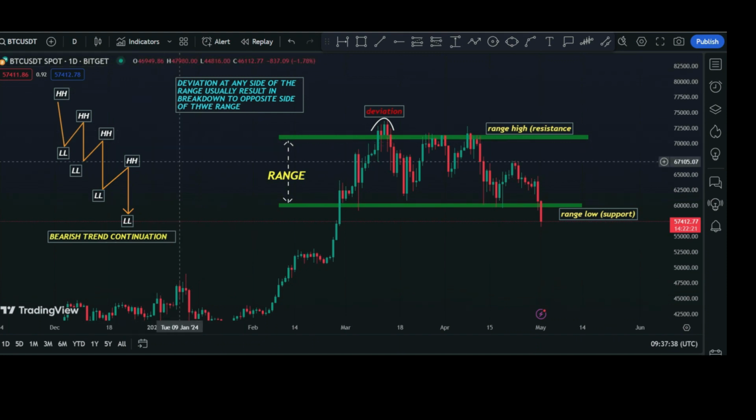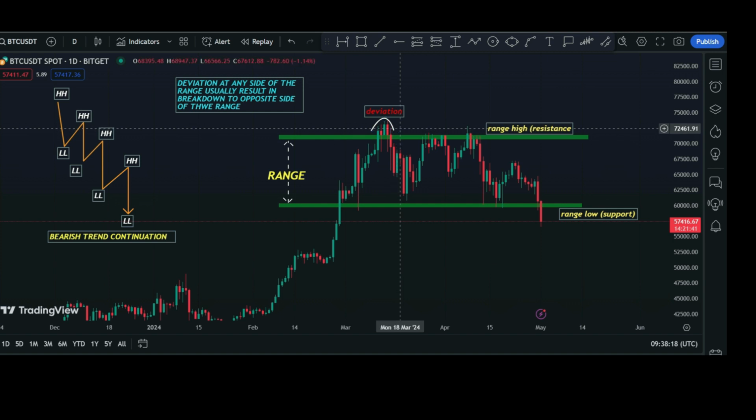As you can see, I have opened the daily chart of BTC, and I have drawn the resistance shown by the upper green zone and support shown by the lower green zone. BTC was trading in this range for almost 62 days, and today we broke the range to the downside. This is the deviation across the range high, and remember, whenever you see deviation across one side of the range, then that currency usually, in most cases, breaks down or breaks out to the opposite side of the deviation.